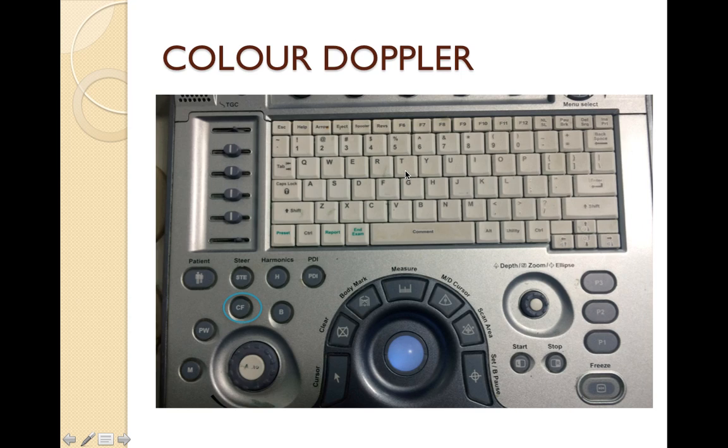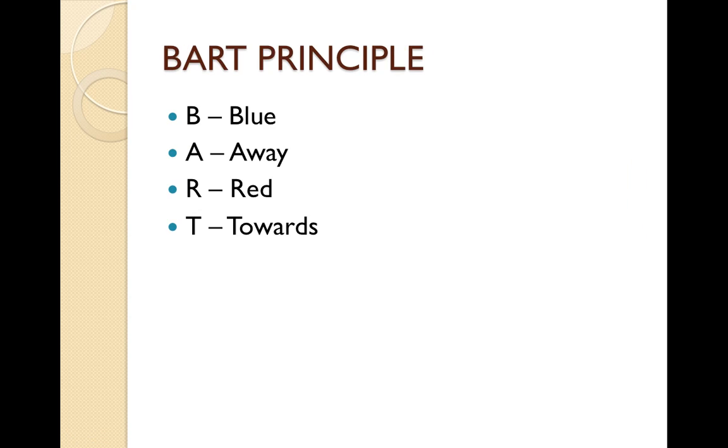Next important thing is color flow or color Doppler. This is important to identify the artery and vein. Artery and vein you can diagnose by compressing with the probe. By giving some pressure, you will come to know whether it is artery or vein. Veins are easily collapsible, while arteries are not that easy to collapse.